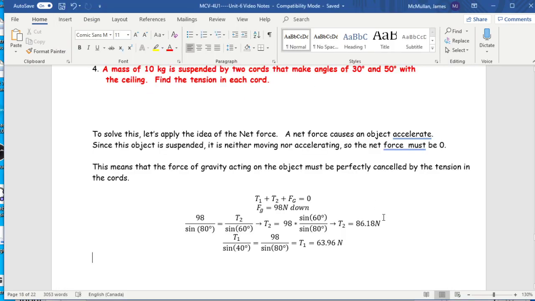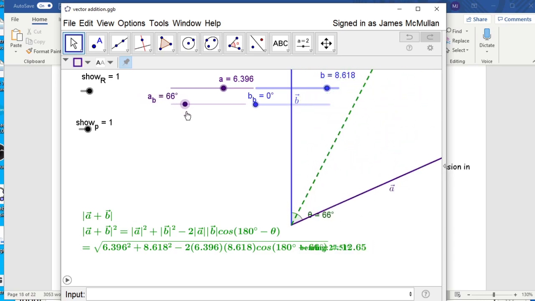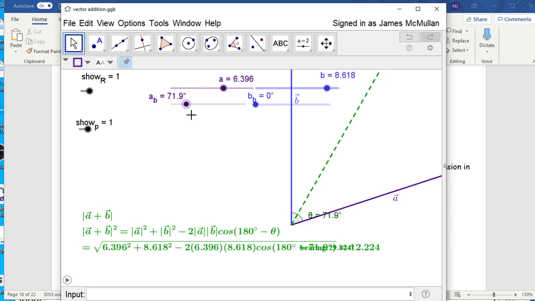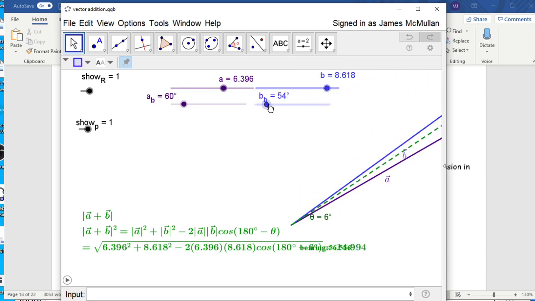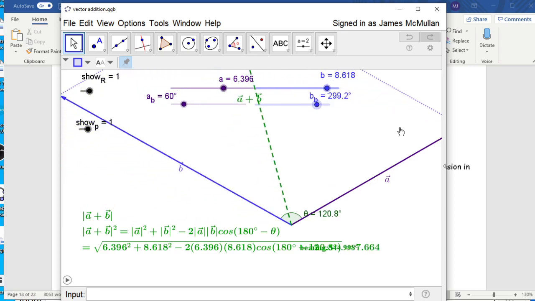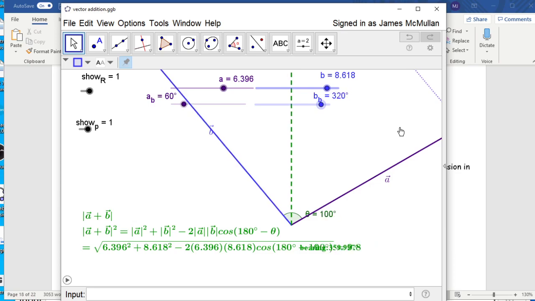Now, what angles are they at? I want them to be opening apart from each other, where one opens with an angle of 30 degrees to the ceiling. So here's the ceiling, and I want to back it off 30, so I'm going to bring this down to 60. My other vector is 50 degrees to the ceiling, so let's bring it over here, and then bring it up 50, so up to 320.